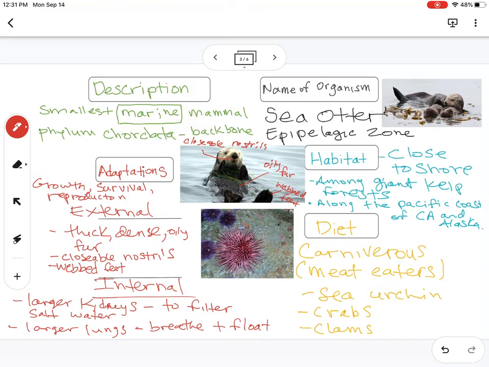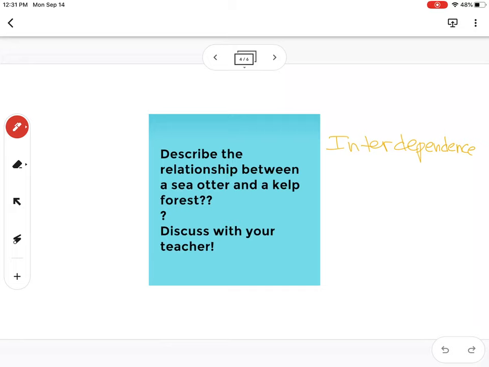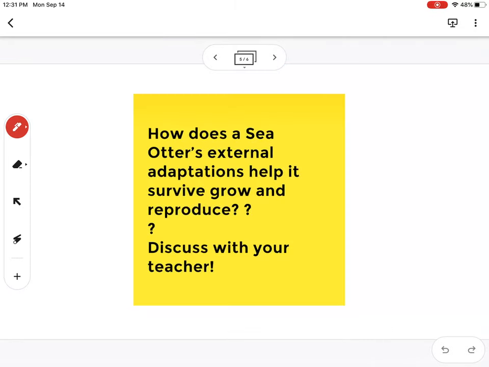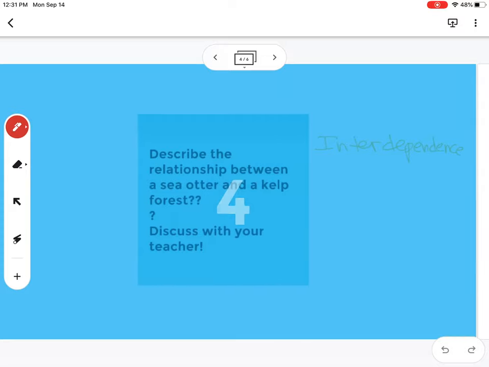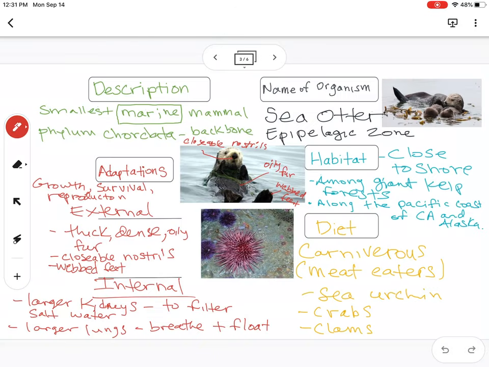What I'd like you to do now is I'd like you to stop, and I'd like you to talk about this question. How might or how does a sea otter's external adaptations help it to survive, grow, and reproduce? How does its external adaptations on the outside help it grow, survive, and reproduce? I'm going to go back to that slide so that you can see. Your teacher's going to pause and you're going to discuss. Go ahead.